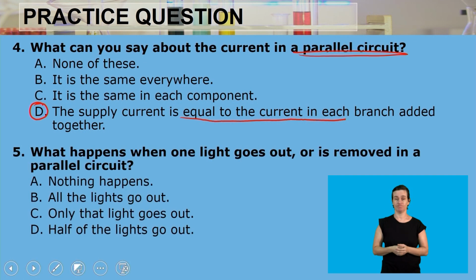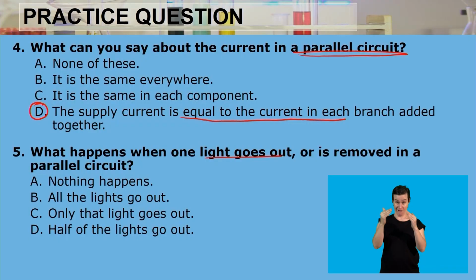Next one. What happens when one light goes out or is removed in a parallel circuit? So remember, we can think of our homes. We have a 3-room house, a 4-room house, a 5-room house. If one of the light bulbs goes out or is removed, what happens to the other light bulbs in all the other rooms? Nothing happens. All the lights go out. Only that light goes out. Half of the lights go out.